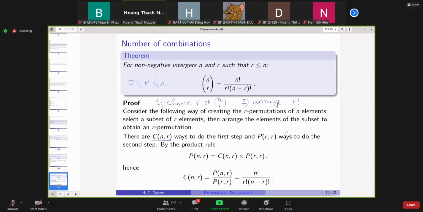To put it together, the number of r-permutations is equal to the number of ways to do step one, times the number of ways to do step two. Then you use the formula for this, and you put them together, and you get this formula for the number of r-combinations of n elements. Is it clear?